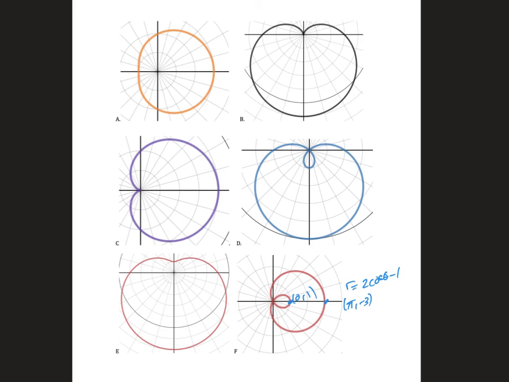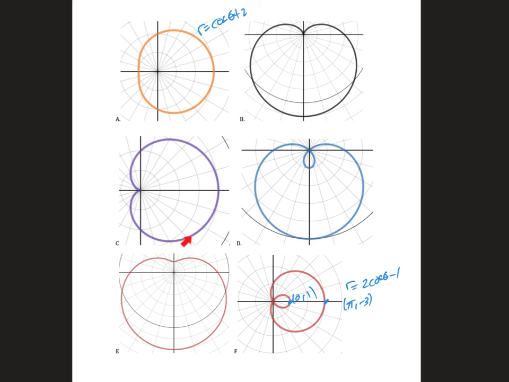So we want a dimpled horizontal limacon primarily on the right side. So that would be letter A. That would be our only option. So this is r equals cosine theta plus 2. And I will go back and see if we can find a horizontal cardioid mainly on the right side.